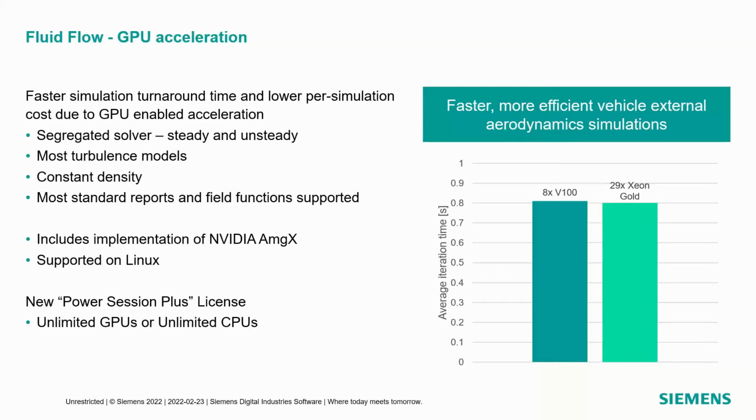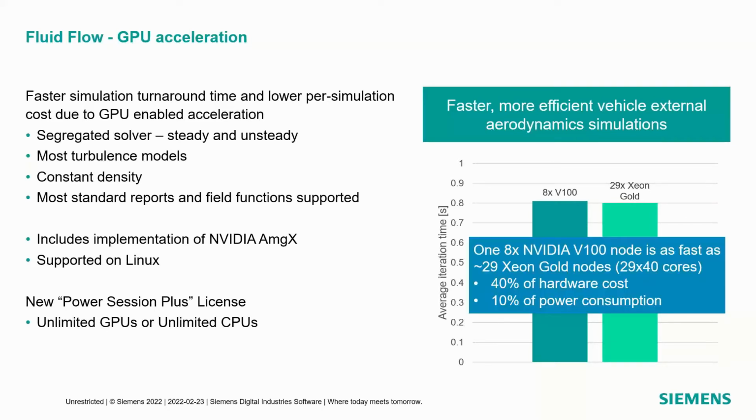The big takeaway, though, is that 8 of NVIDIA's V100 GPUs was about equivalent, in terms of the average iteration time, to 29 Xeon Gold nodes. A Gold node has 40 cores. So basically, these are 2 different clusters that are equivalent in the amount of processing power.